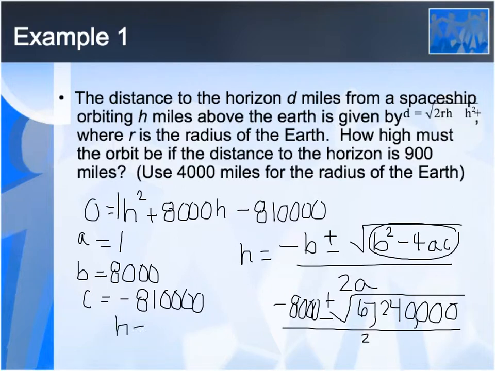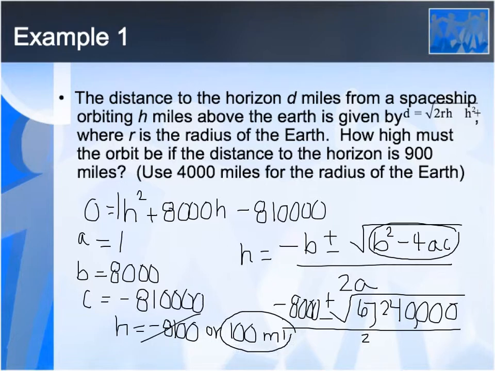We find that h can equal either negative 8,100 miles, which of course is not possible because you can't have a negative distance, or h can equal 100 miles. And 100 miles then would be our solution.